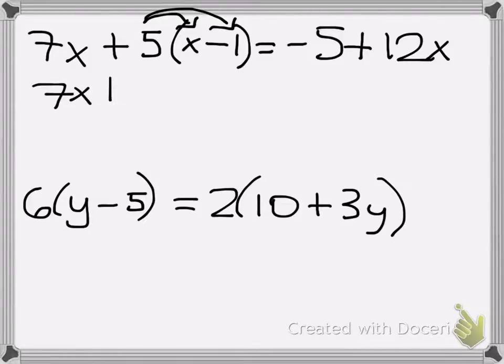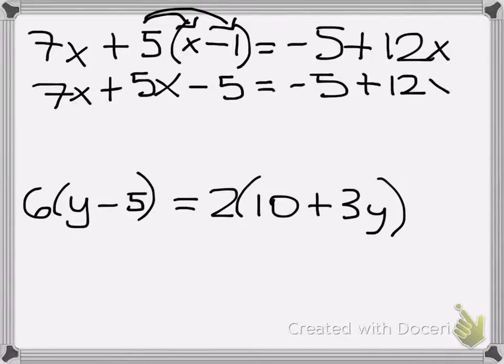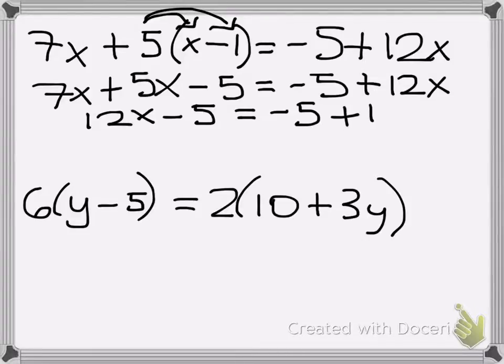And that gives me 7x plus 5 times x, which is 5x, minus 5 times 1, which is 5. And then on that same side, the left side, I see that I can combine 7x plus 5x to get 12x. So I'm going to combine like terms on the same side before I combine like terms across the equal sign. Now, I want you to look at these for a second.